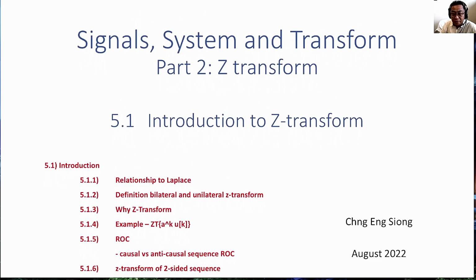Welcome back. This is Signal and System Part 2, Chapter 5.1, Introduction to Z Transform. In this part of the video, we will talk about the introduction to Z Transform with the following focus: relationships, definitions, examples, ROC and two-sided transform.